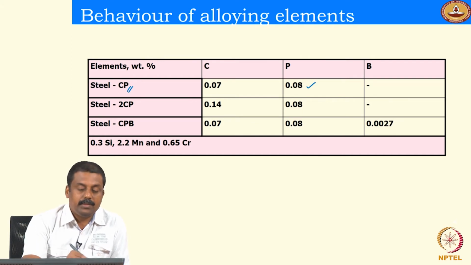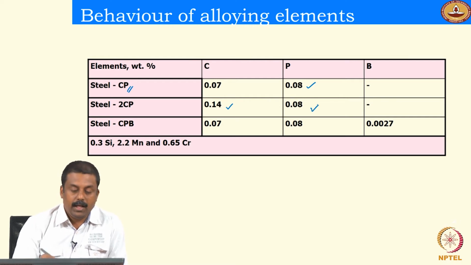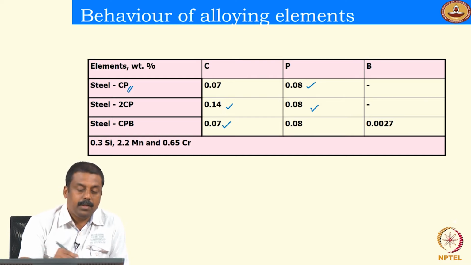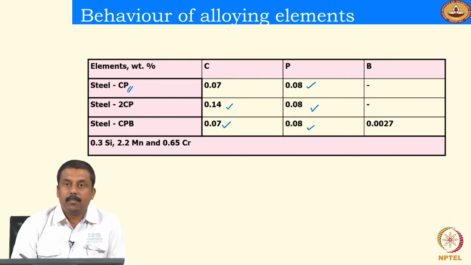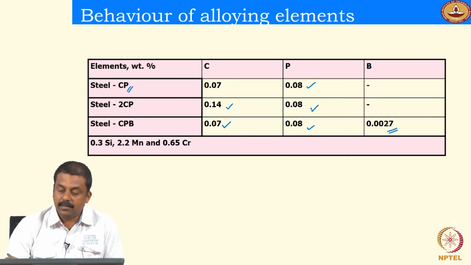And in the second case, 2CP, we have a double amount of carbon, and the phosphorus is the same. In the third condition, the carbon concentration is similar to the first case, CP, and phosphorus is the same, but we added some amount of boron, because we have also seen in the previous lectures that boron is added in some steels to increase hardenability, especially in hot stamping steels. Boron is very much preferred in order to increase hardenability.